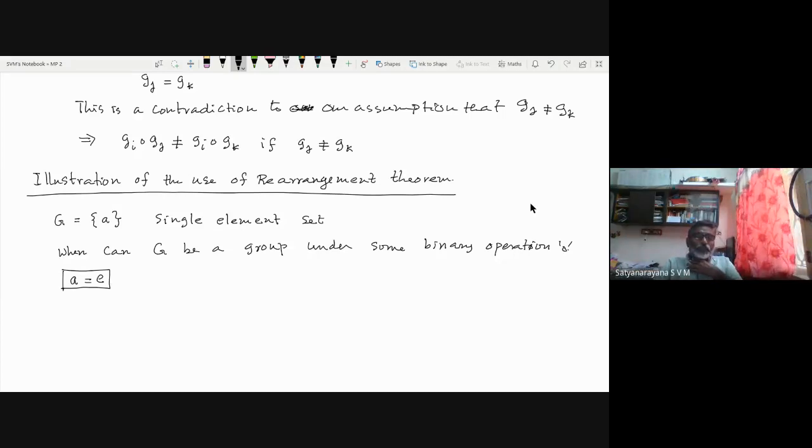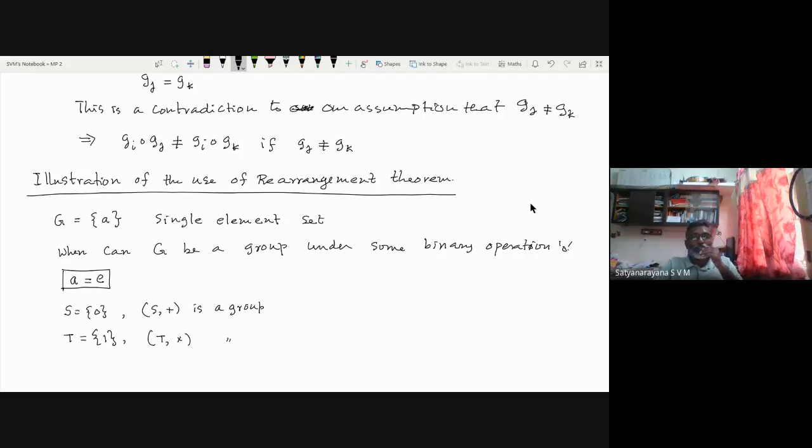For example, you can say that I have a set S which is equal to just an element 0. Then this structure S with plus is a group. Or I can have a set T which is equal to 1, and then T with multiplication is a group, and so on. These are some of the examples of one element forming a group.